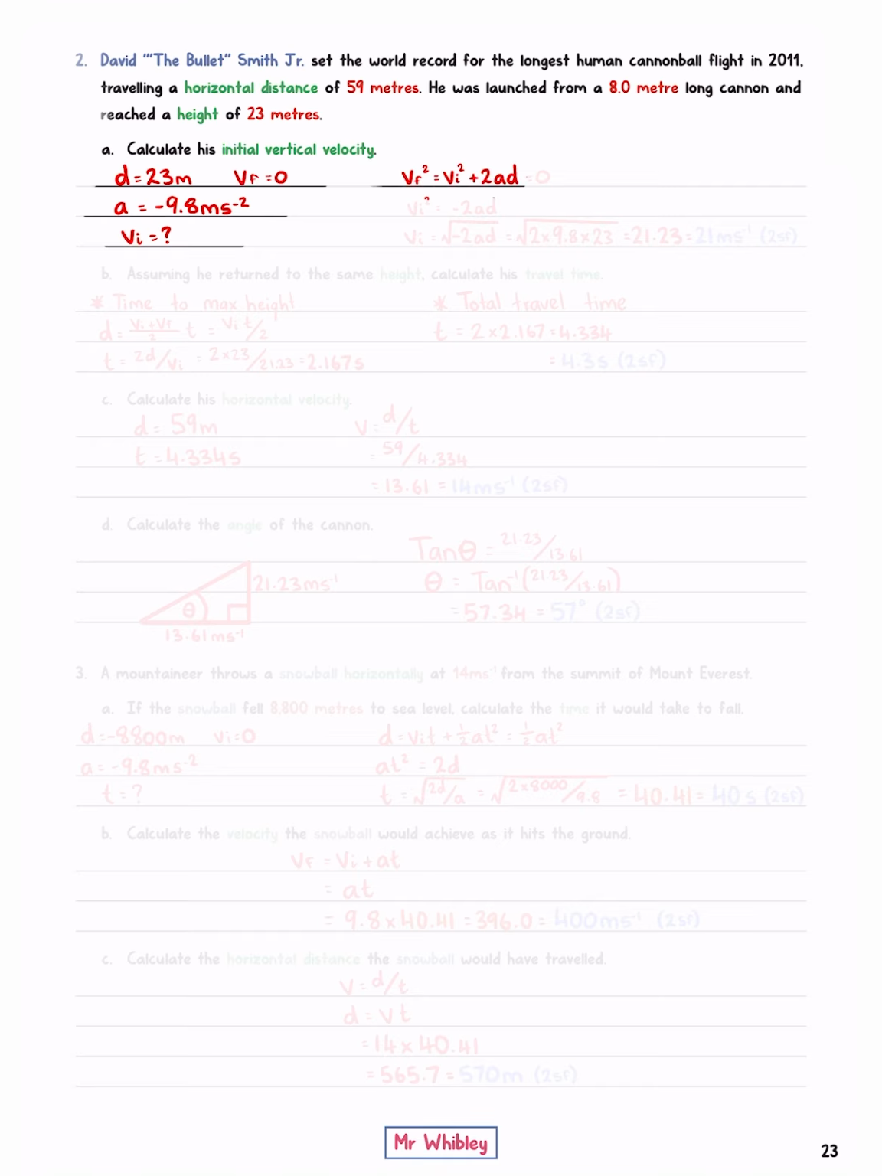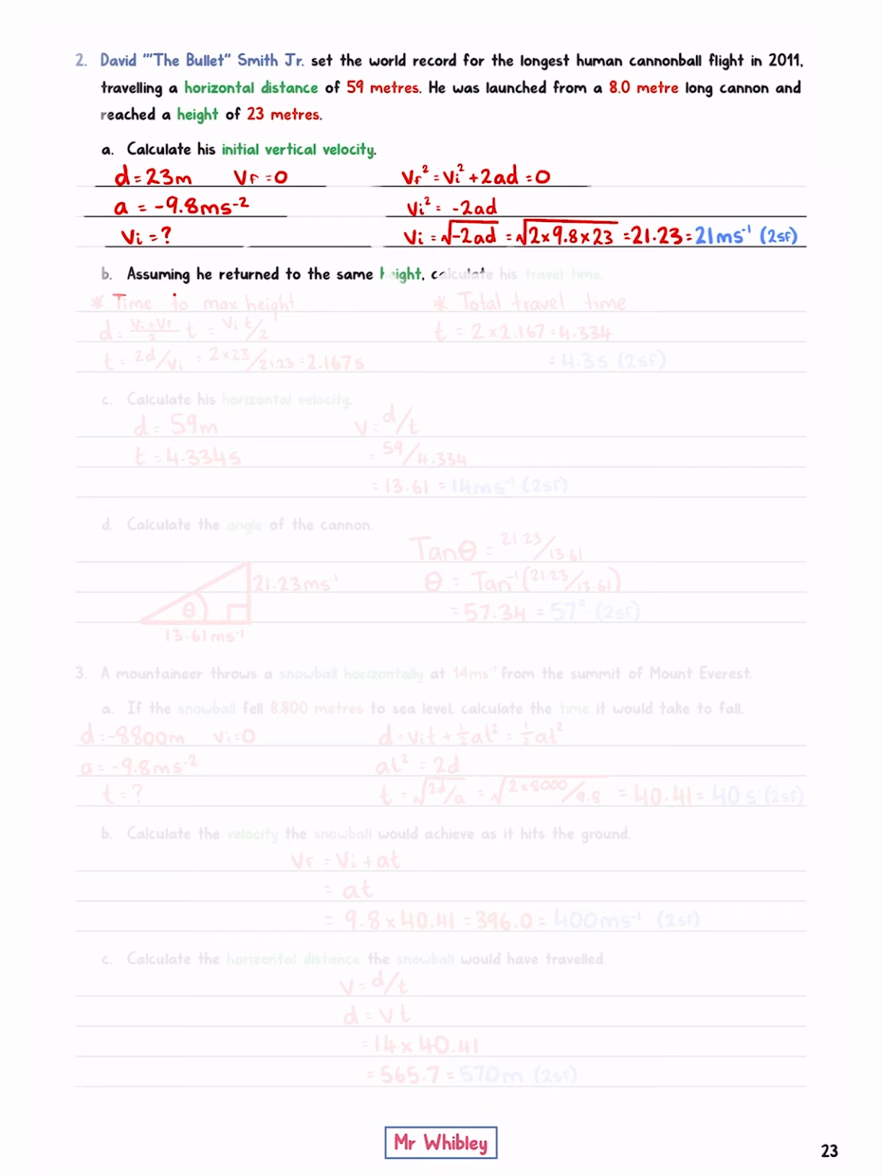And since we know that final velocity is 0, we can make Vf squared 0. Now if we subtract 2AD from both sides and swap them around, we can then solve by square rooting both sides, put our numbers in, which gives me 21.23 or 21 meters per second to two significant figures.